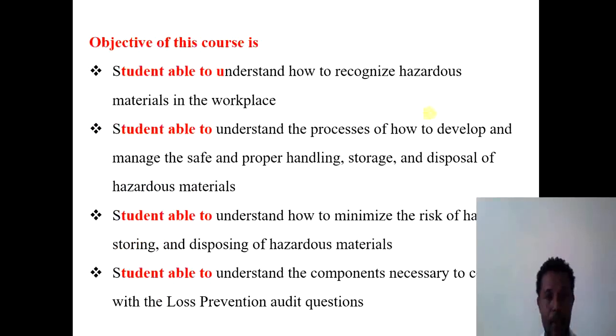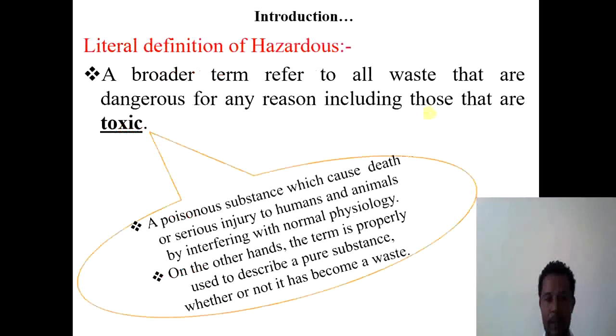The objective of the course is that students are able to understand and recognize hazardous waste materials in the workplace, and understand the process of how to develop and manage the safe and proper handling, storage, and disposal of hazardous waste. Also, students should understand how to minimize the risk of handling, storing, and disposing of hazardous waste. Finally, you have to understand the components and the necessity to comply with the laws on prevention or education.